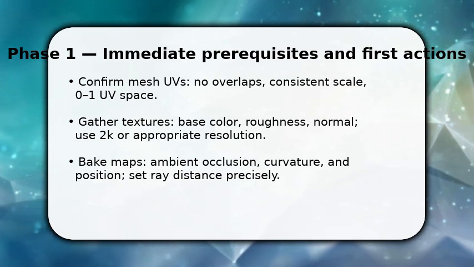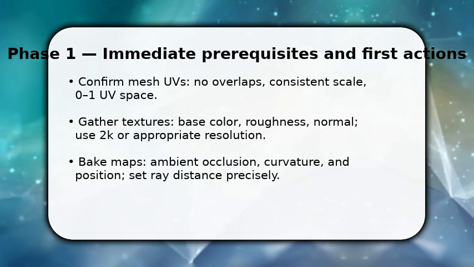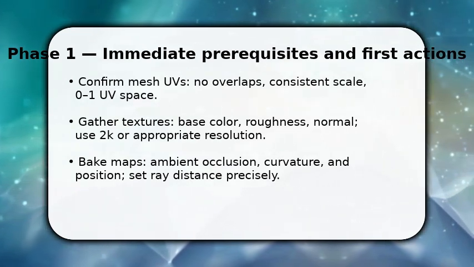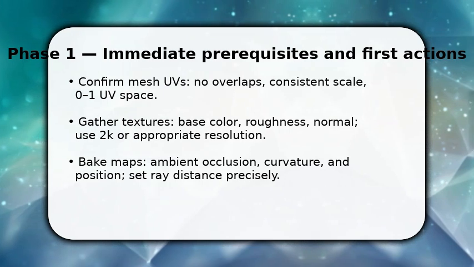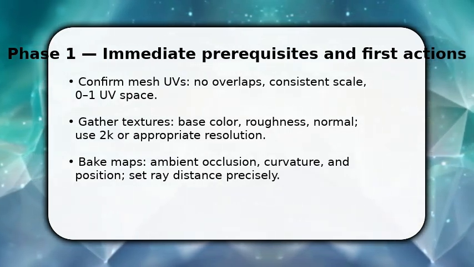Once the bake finishes, inspect AO and curvature maps for artifacts. These guides drive paint projection and masks. Make sure ray distances and cage settings match the mesh thickness, because incorrect values produce leaking or missing paint.